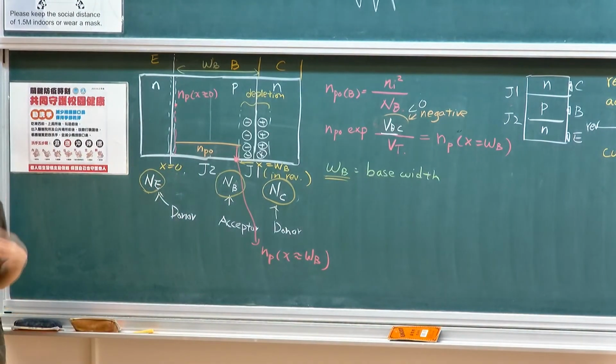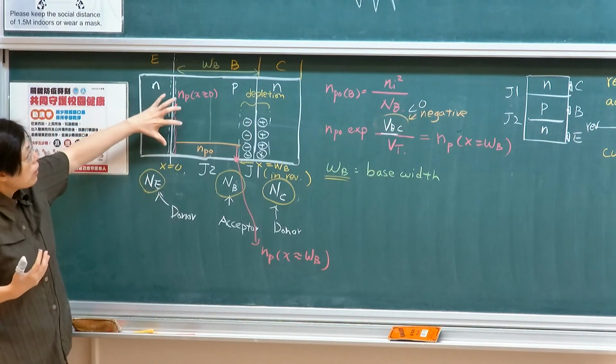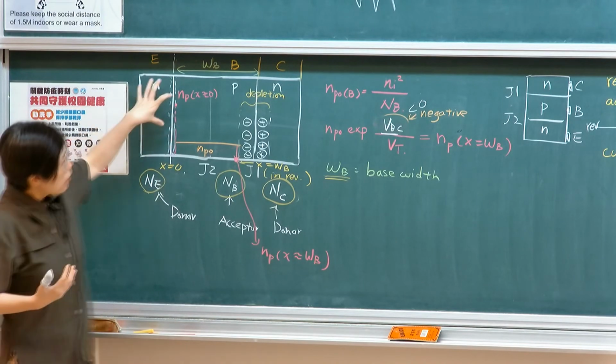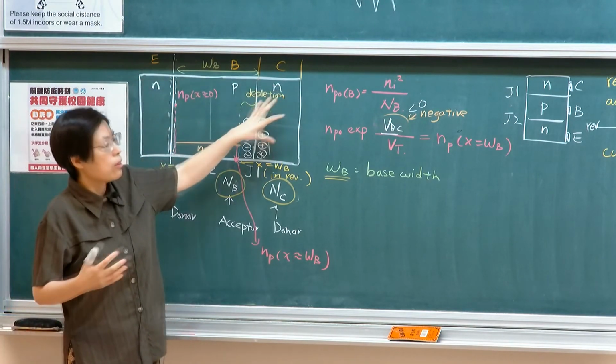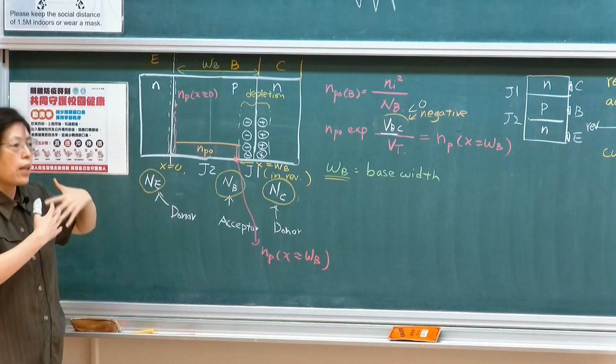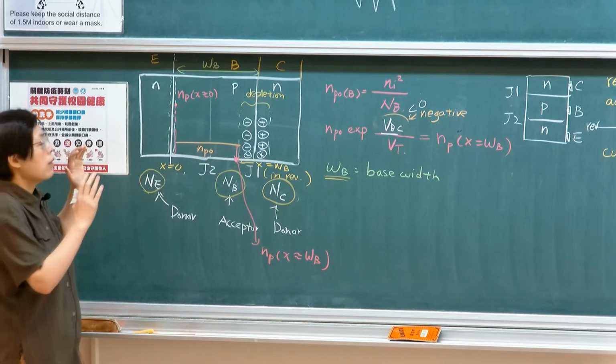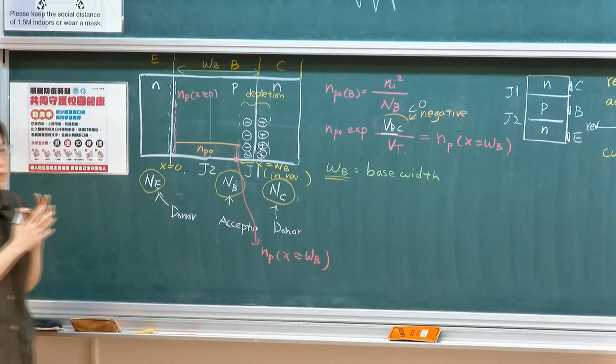Okay. Anytime you want to define your diffusion current, remember we have electrons here, a lot of electrons here, a lot of electrons here. So you need to bridge the gap. So how does one bridge the gap? You create a diffusion current. So diffusion current is defined by what?